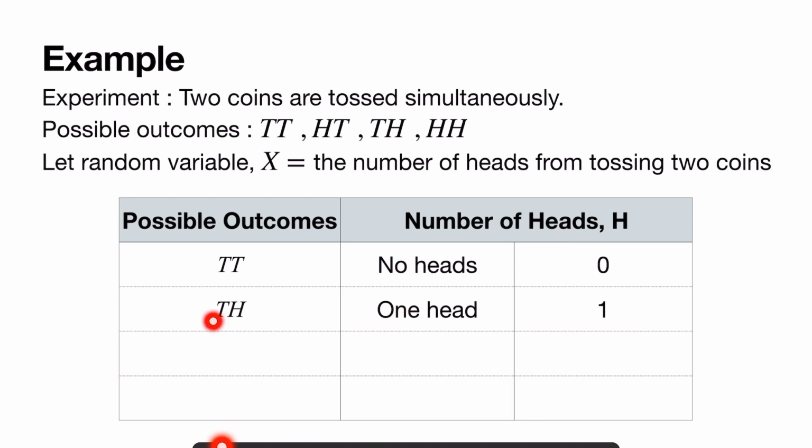First is tail, second is head. If we toss and get head, then tail, how many heads do we have? Also 1. Okay, 1 head. Both heads: how many heads? 2 heads. So we denote it with 2.